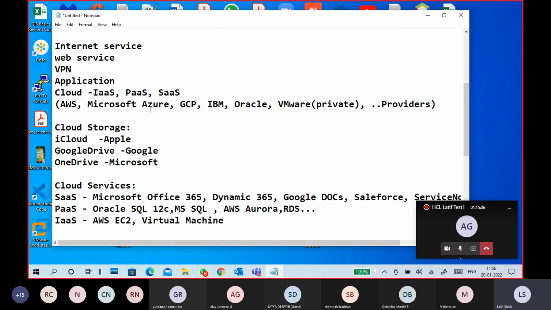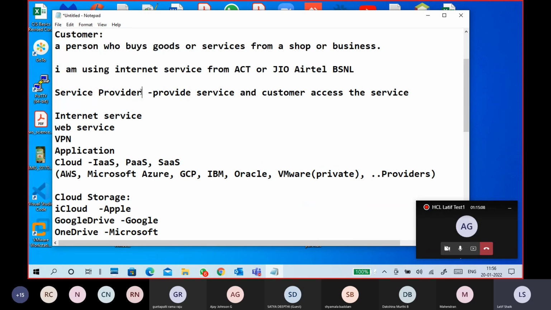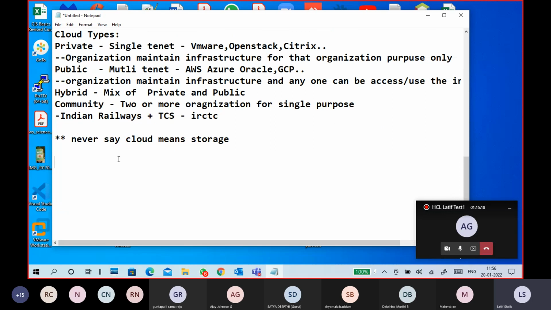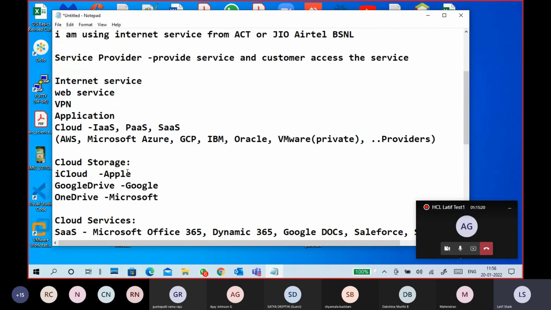Yeah, we skip this one. Okay, different service providers are as services: internet services, cloud services, application services, VPN services, web services, remote desktop services.